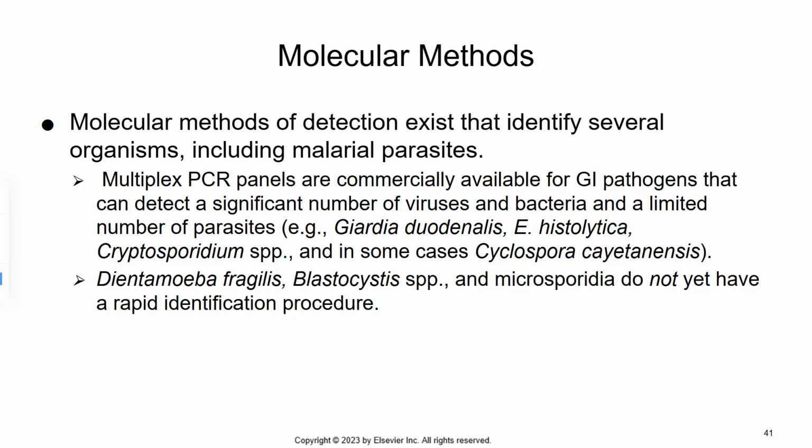There are multiplexed PCR panels that are commercially available for GI pathogens that can detect a significant number of viruses and bacteria and a limited number of parasites, like Giardia duodenalis, Entamoeba histolytica, Cryptosporidium, and in some cases, Cyclospora. So it's one PCR with multiple primers, and those primers are designed to identify many different species from one tube, and those are becoming increasingly popular. Dientamoeba fragilis, Blastocystis, and microsporidia do not yet have a rapid identification procedure.